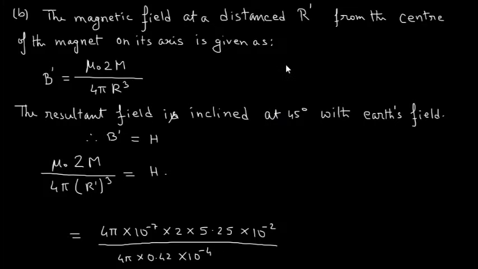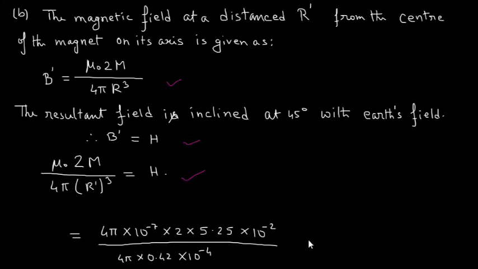Now let us see the solution for part B. The magnetic field at distance r dash from the center of the magnet on its axis is given as B dash = μ0 2M / 4π r'^3. The resultant field is inclined at 45 degrees with Earth's field, that is B dash = H.